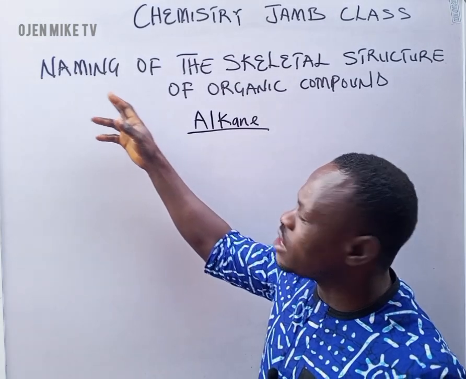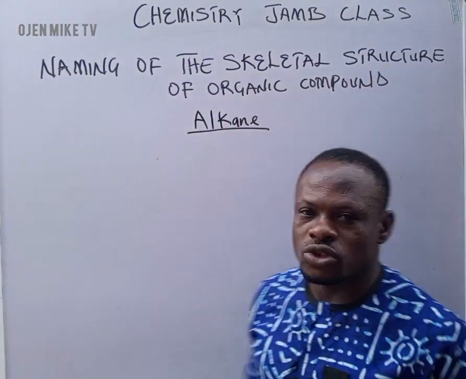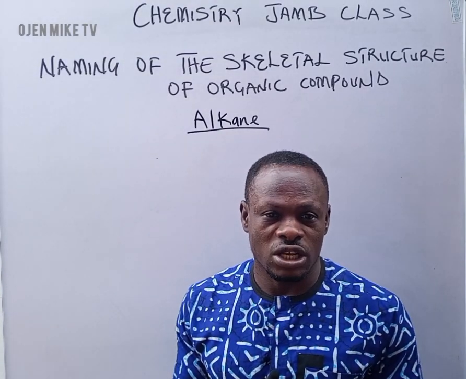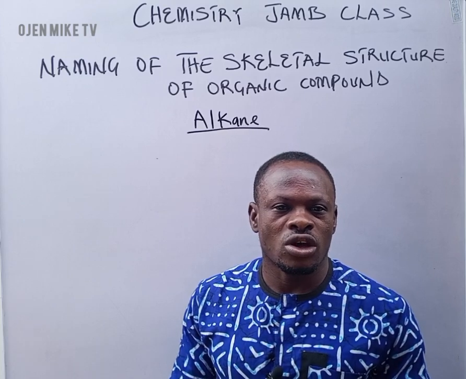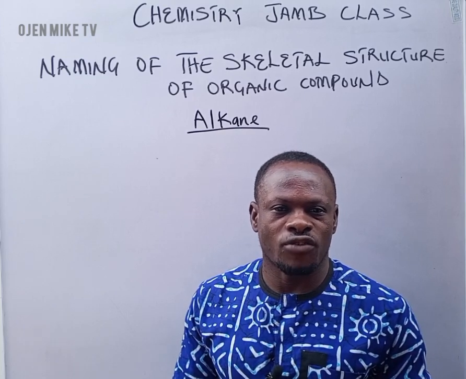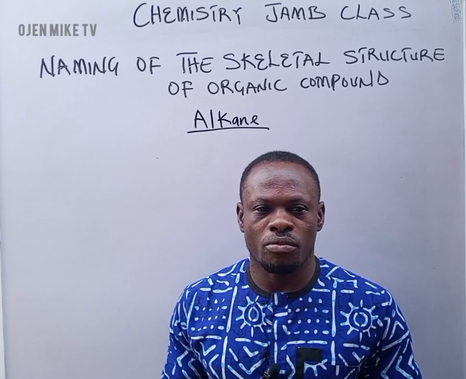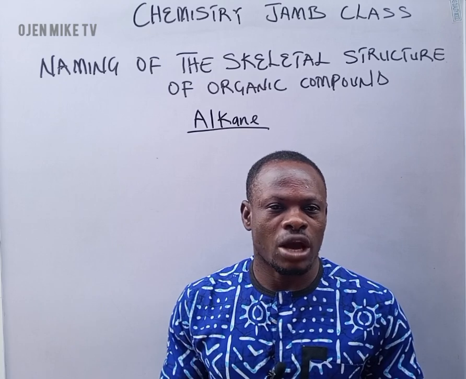But if you look at the title here, naming of the skeletal structure of organic compound, we are going to use one stone to catch two or three birds. One stone for three birds. So we are going to look at the skeletal structure, the ordinary structure, and the molecular formula of organic compound. Before knowing how to name an organic compound, you must first of all identify the name of each carbon atom.